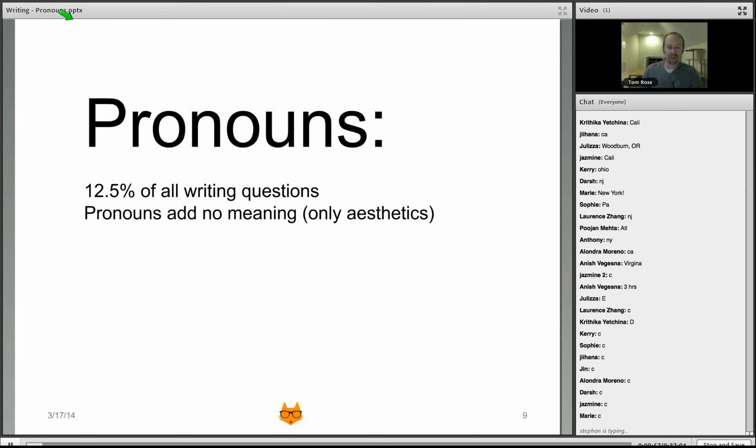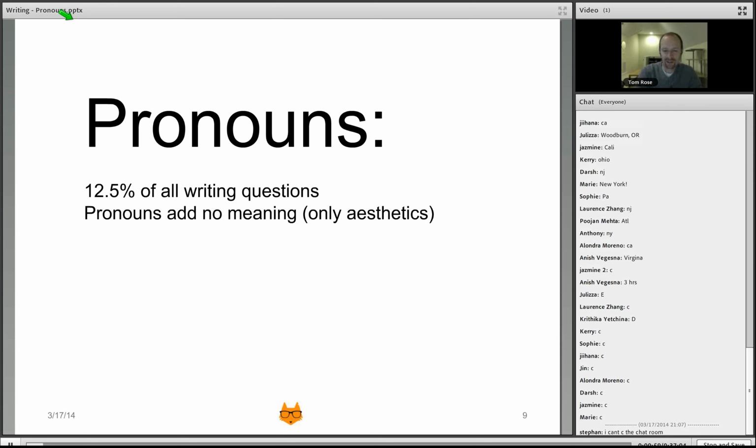And interestingly, pronouns add absolutely no meaning to sentences. They only affect the sentence's aesthetics. We'll be coming back to this in a bit. How do you get better at pronouns? Here's the short of it. Step 1, spot the slippery 6. These are 6 super slippery pronouns that you definitely want to keep track of. We'll go over them later.